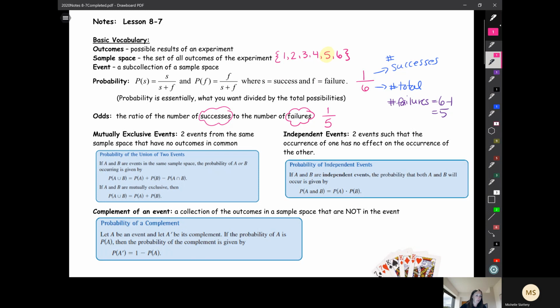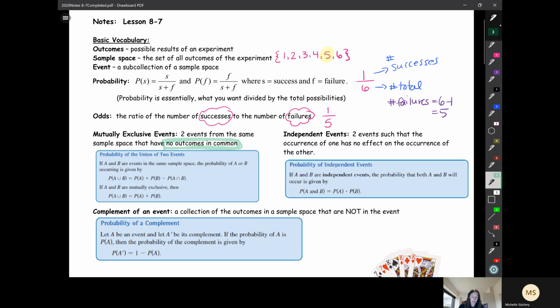All right, then we have what we call mutually exclusive events, independent events, and the complement of an event. So mutually exclusive events are 2 events from the same sample space that have no outcomes in common. So this is important here. They have no outcomes in common. Okay. So let's take a look at 2 different situations here. So the probability of the union of 2 events. So we're looking at 2 events happening.